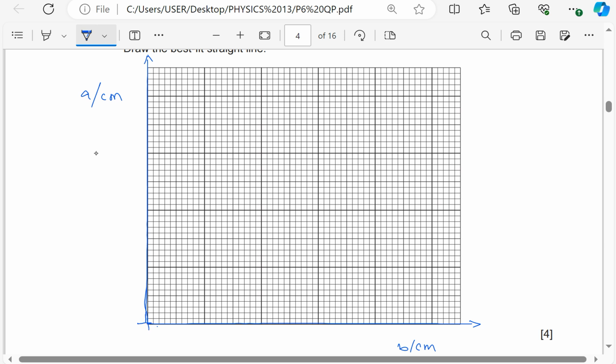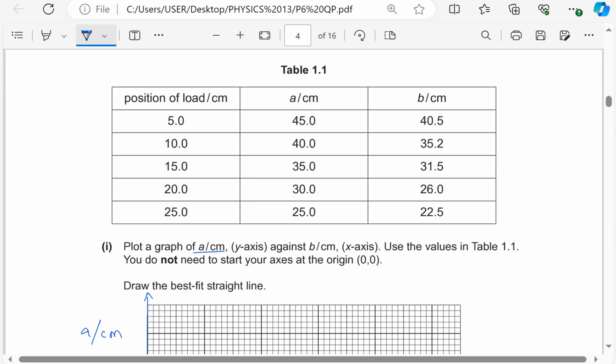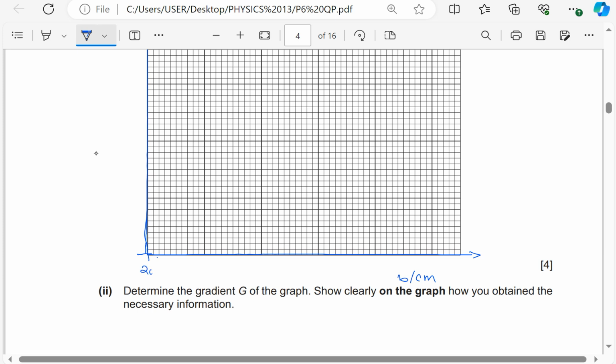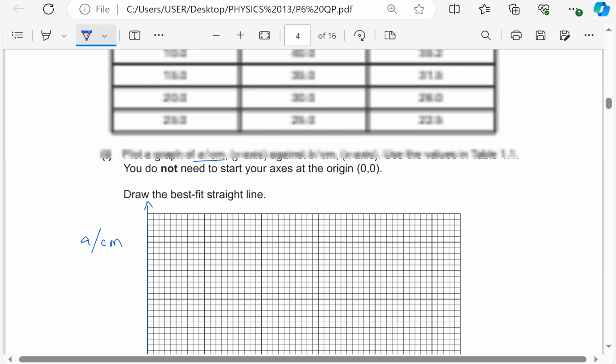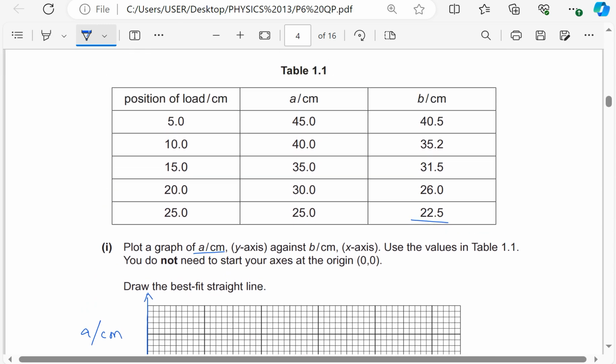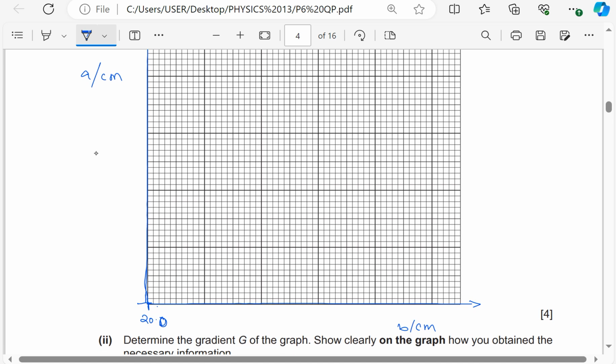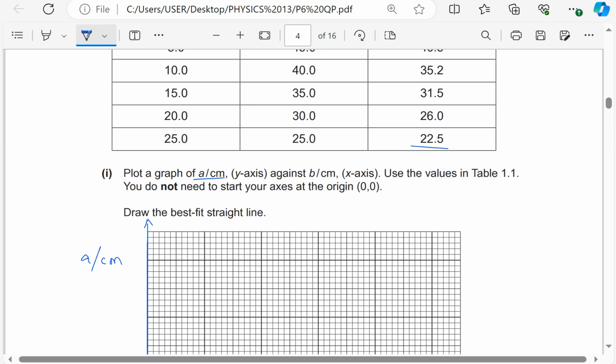For example, on the x-axis, I look at the values I will plot. The smallest is 22.5, so I can choose my origin to be 20.0. So I can say this is 20.0 as my origin on the x-axis. Then on the y-axis, the smallest is 25. I can still make 25 to be the origin here. So I can say this is 25.0.